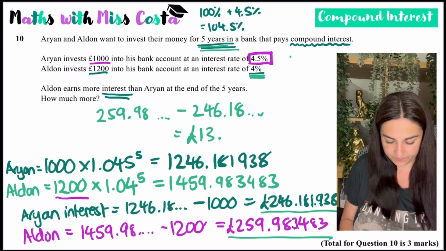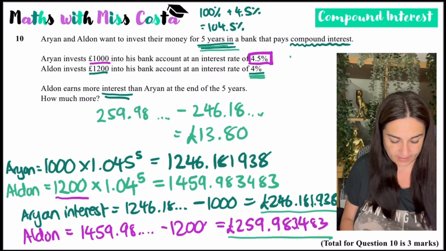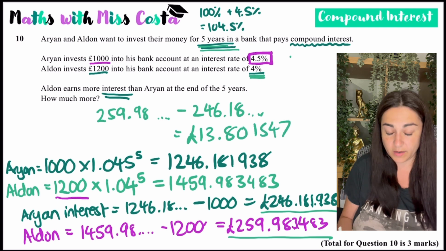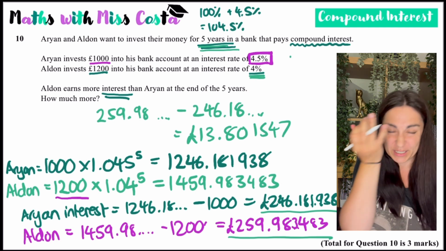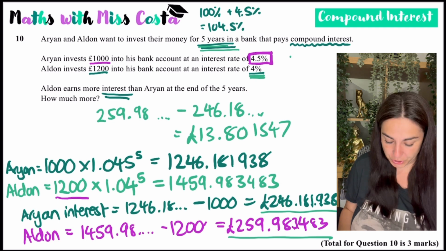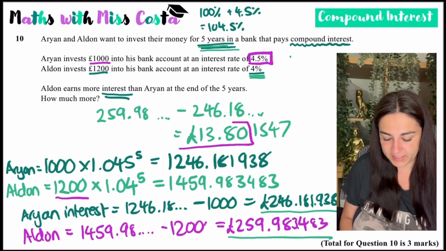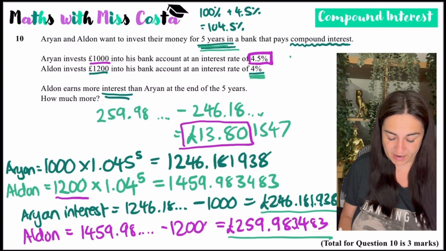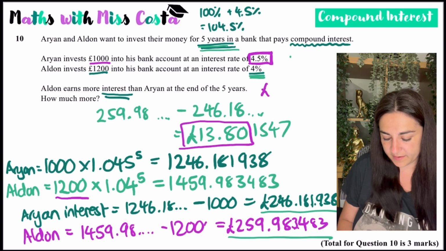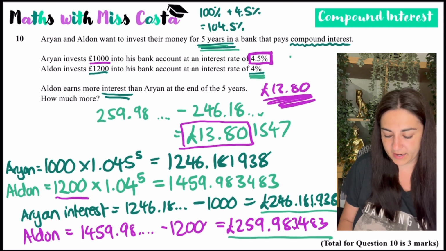Gives you £13.801547. We're going to, sorry, I've got a really itchy nose. We're going to round that to, well, it's money, so you round it to 2 decimal places. So that's just £13.80. So Aldon earns £13.80 more than Arian.